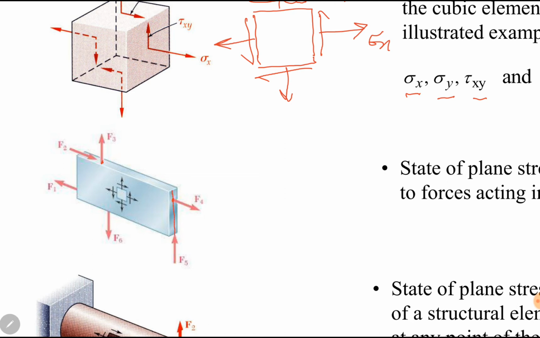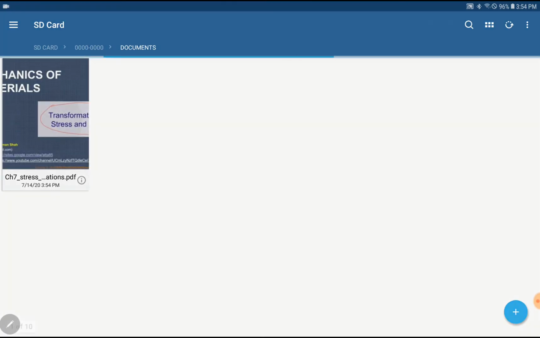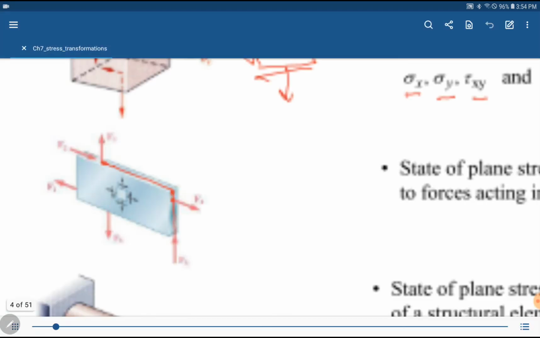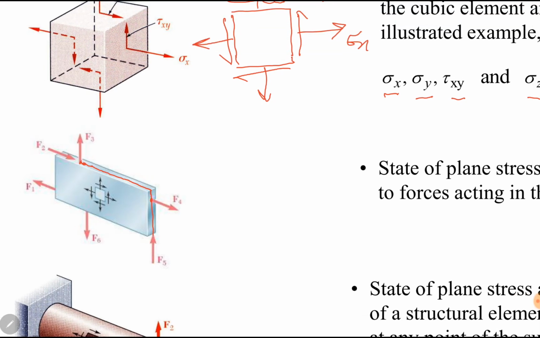Mid means there is no effect of rotation. This is also mid of the plane. So this thin plate has no stresses in the thickness direction, and this is under a state of plane stress.